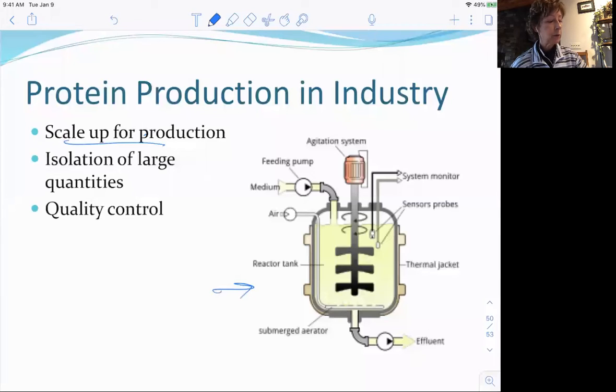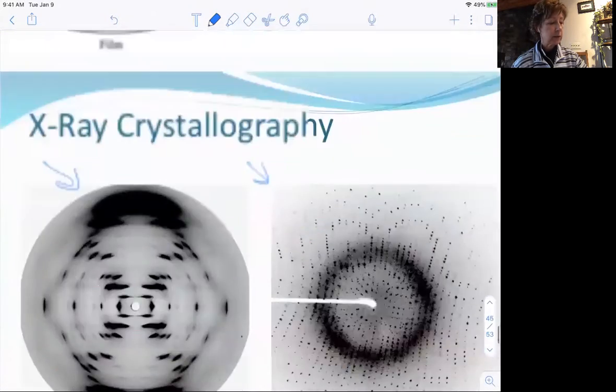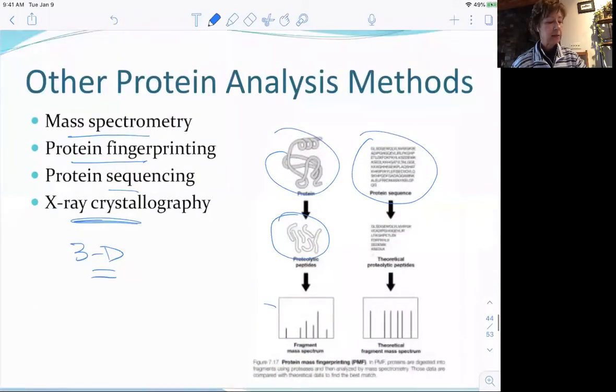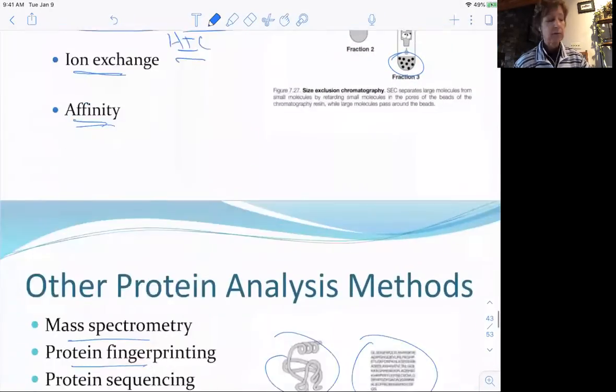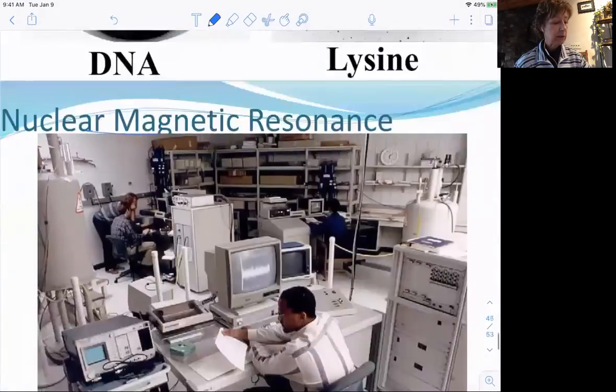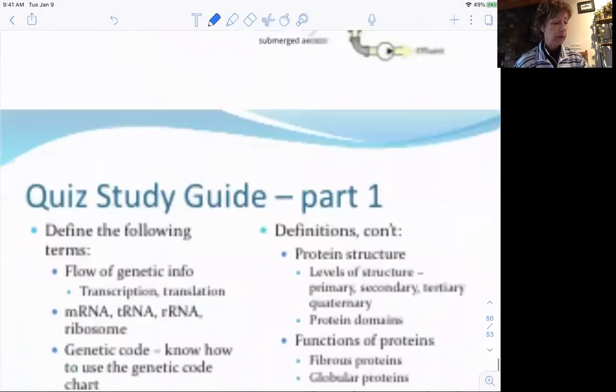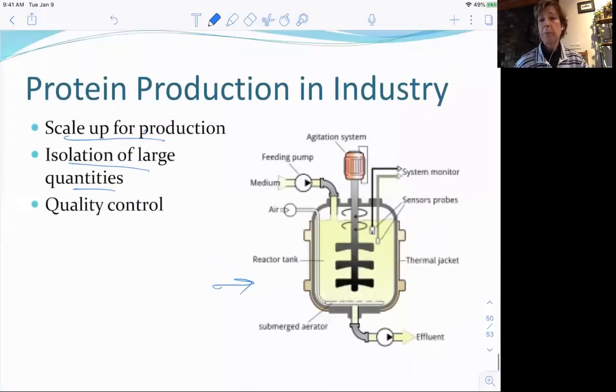Then you have to develop an isolation scheme. So whether or not you're using some kind of chromatography, and some of these can be scaled up as well, but you have to develop a technique to do that. You also need quality control or quality assurance to make sure that you've isolated the pure protein that you actually want. So there's quite a few steps involved, and this really gets more into the realm of biomanufacturing.